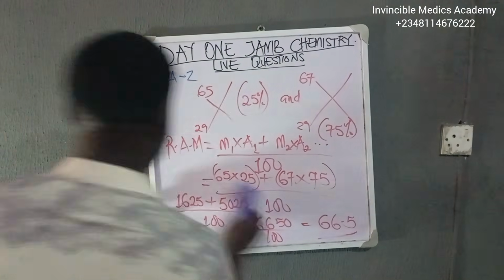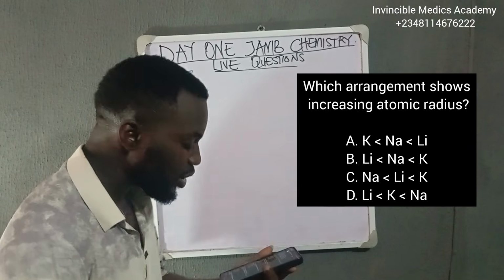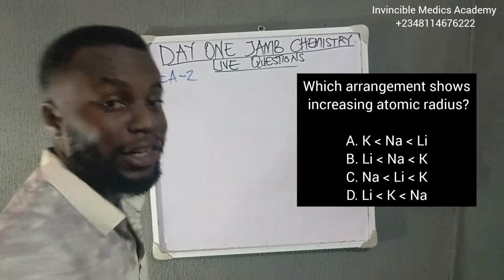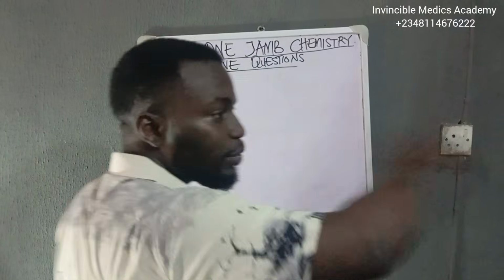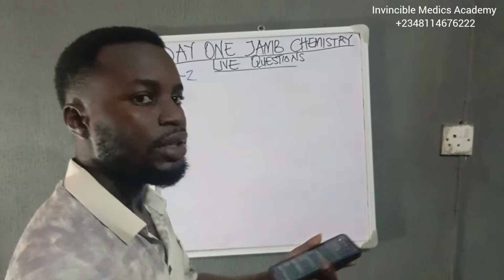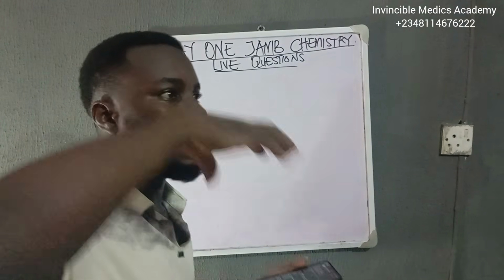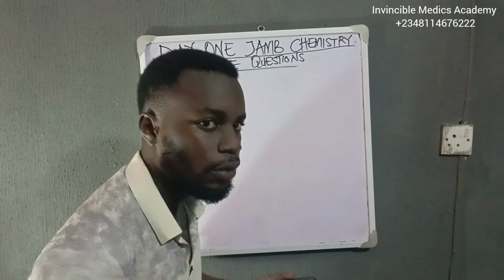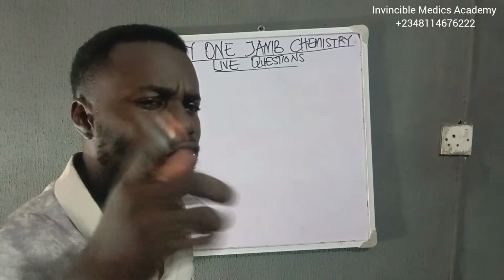Next question. Question 5 says, which arrangement shows increasing atomic radius? Remember initially I said that atomic radius increases down the group and decreases across the period. So when we are looking at the one that shows increasing atomic radius, what it means is that we are looking at a list of atoms going down the group, because it increases down the group, right? Now, there's also something I want you to know.